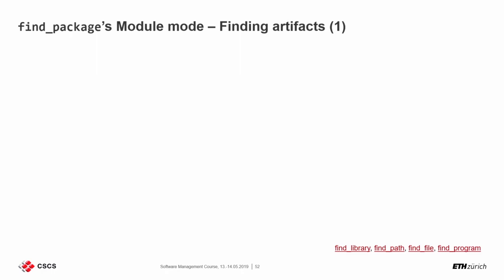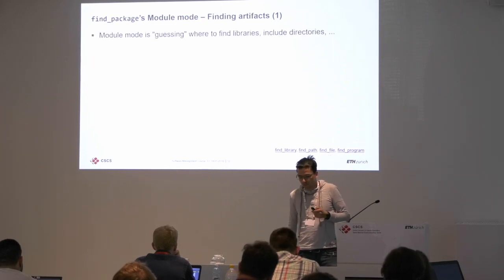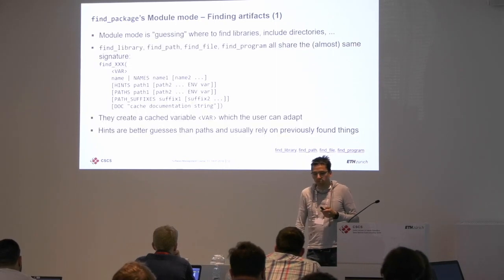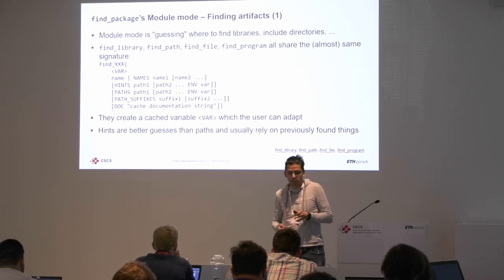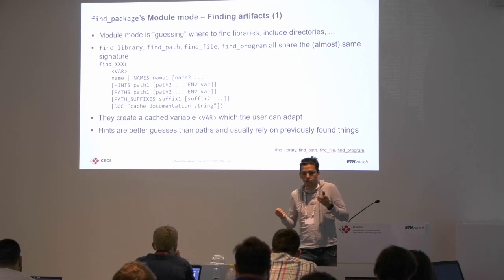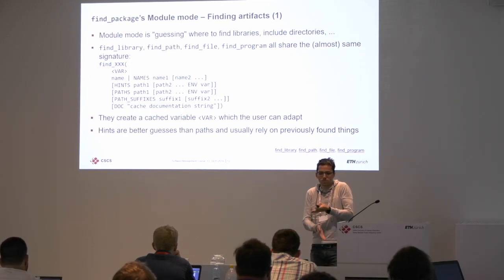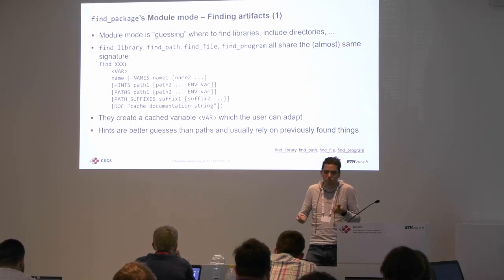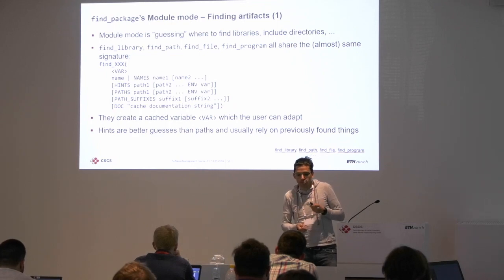What find_package needs to do is find, for example, the Boost program options shared library. So we need to find some of these artifacts. Again, it's about guessing where the libraries are. There are some helpers: find_library, find_path, find_file, find_program, which all find certain things. We are trying to find config.hpp in a certain folder, or we are going to find a library with a certain name. They are all sharing more or less the same signature.